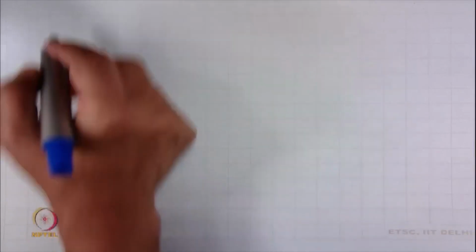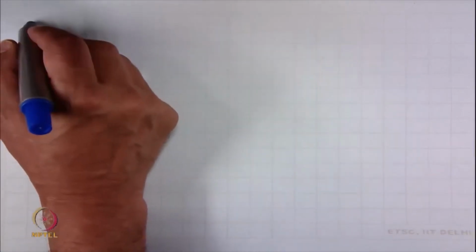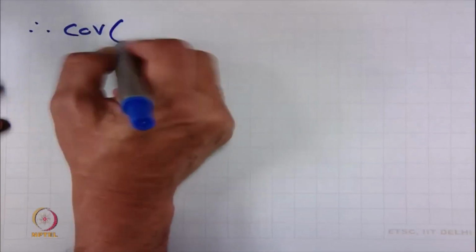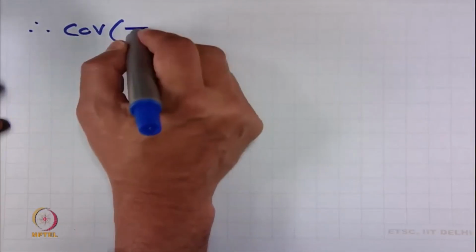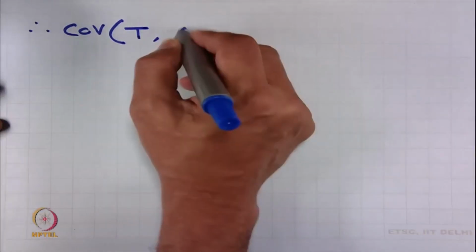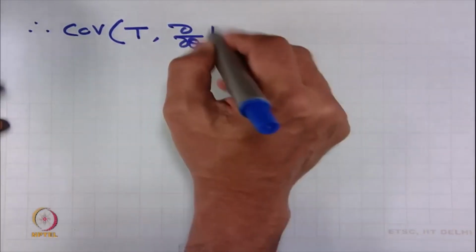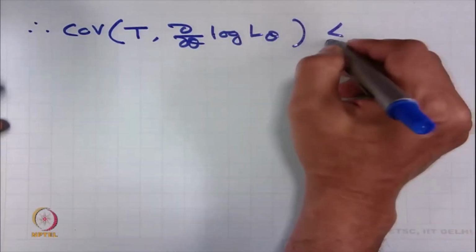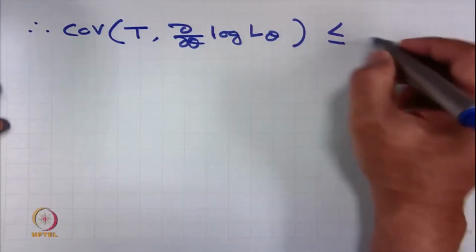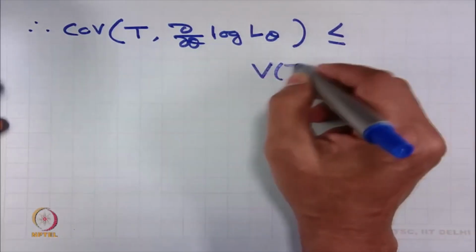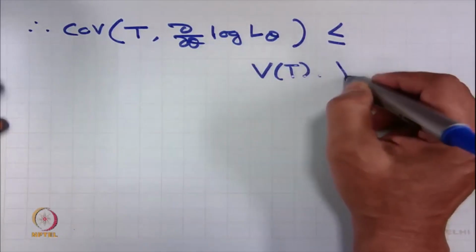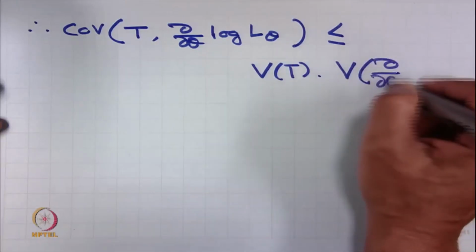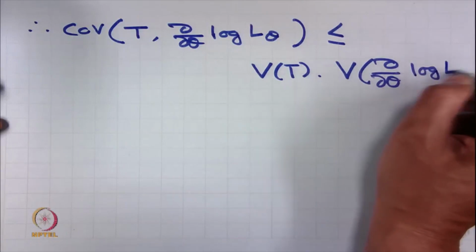Therefore, we can write that the covariance between t and del theta of log L theta, squared, is less than or equal to variance of t into variance of del theta of log L.